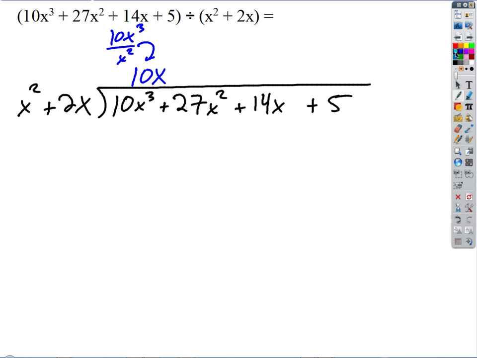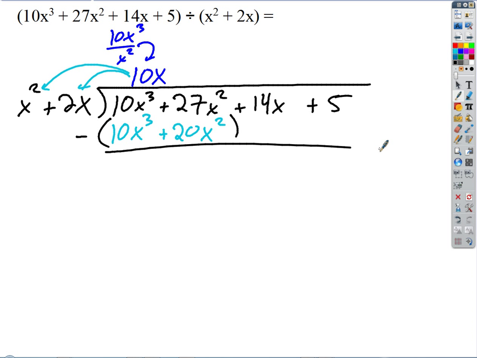What do we do whenever we get an answer on top in long division? Times it. Okay, we go back and we multiply through. So 10x times x squared is 10x cubed. 10x times 2x is 20x squared. And you subtract them. We subtract that whole thing. 10x cubed minus 10x cubed, of course, those cancel.